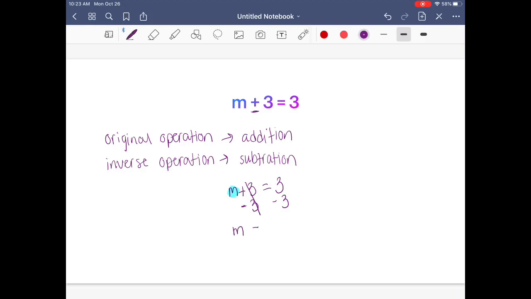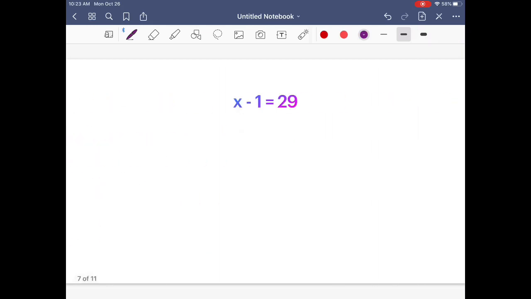We're going to bring down our m, our equal sign, and complete our operation on this other side, which 3 minus 3 ends up being 0. And these are called one-step equations because it only takes one operation to solve for our variable. So we get m equals 0.